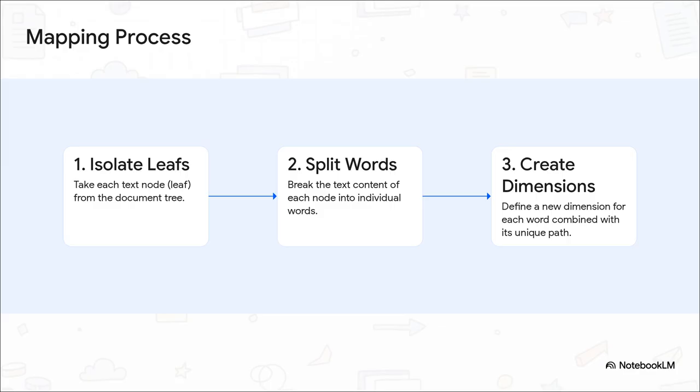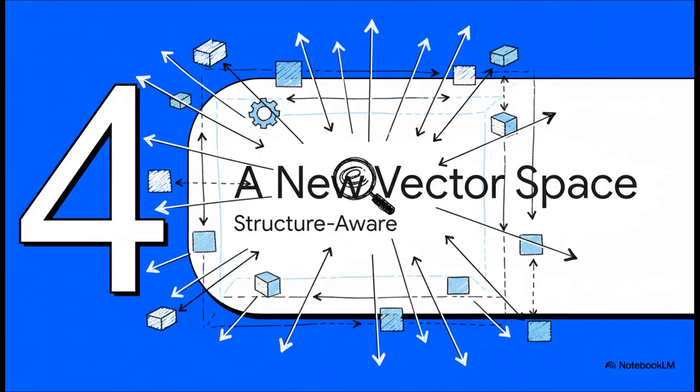It's actually a pretty straightforward three-step process. First, you go to the very end of each branch in the XML tree, the leaves, and you grab the text. Second, you just split that text up into individual words. And finally, for each of those words, you create a brand new dimension that is that word plus its unique structural path. Okay, so we've done all this work. What's the result? What does this new structure-aware vector space actually allow us to do? Let's see what it builds.